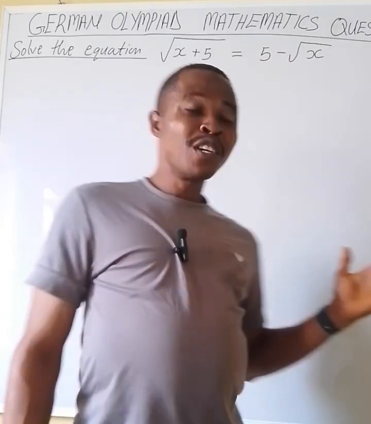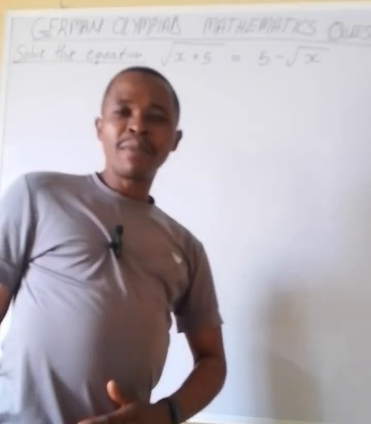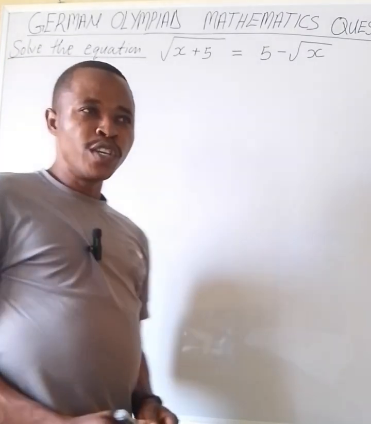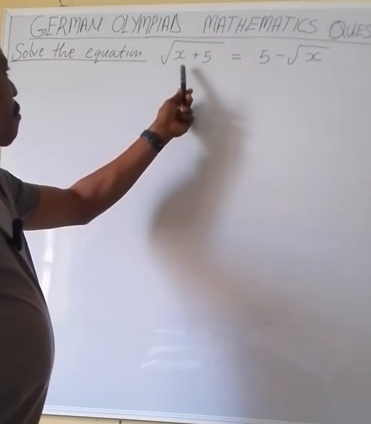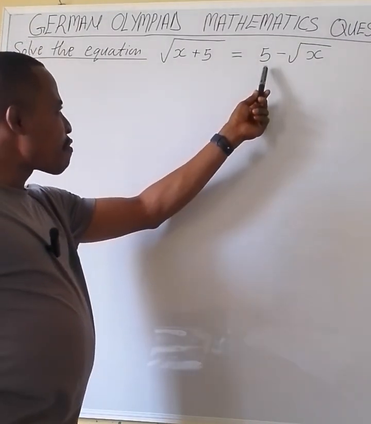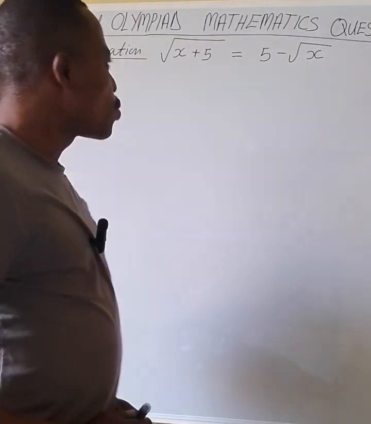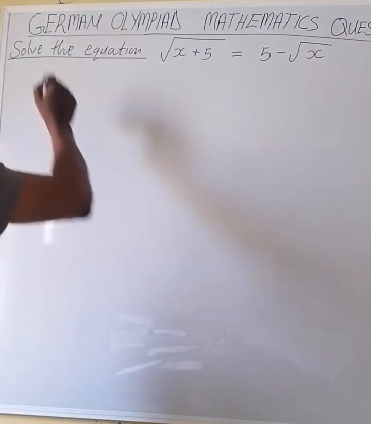This morning we are going to solve this German Olympiad mathematics question. Let us do it together. Now the question says: square root of x plus 5 equals 5 minus square root of x. Now solution.